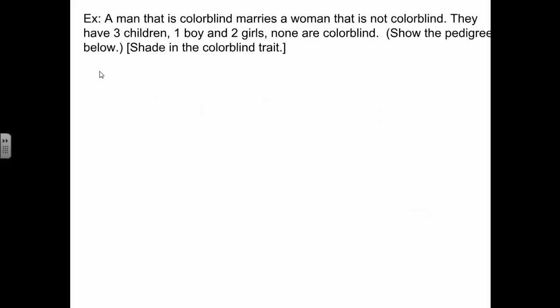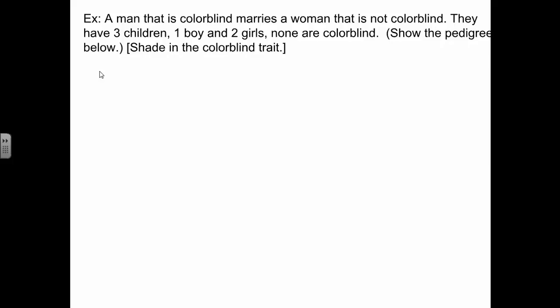So let's look at an example of a simple one. In this pedigree, we're going to be looking at the trait of colorblindness. And we'll talk more about what colorblindness is in a minute. So I have a description of a family. A man that's colorblind marries a woman that's not colorblind. They have 3 children, a boy and 2 girls. None of them are colorblind.